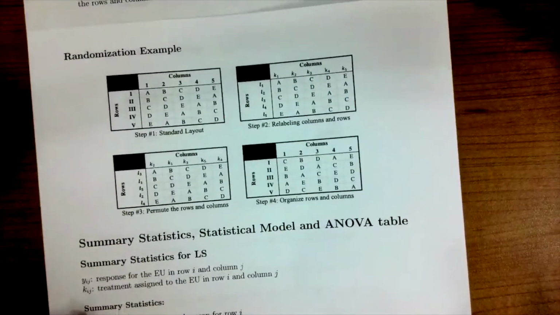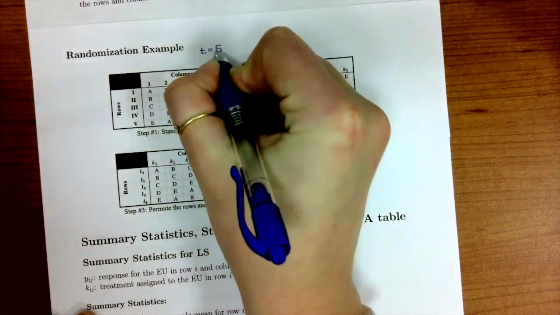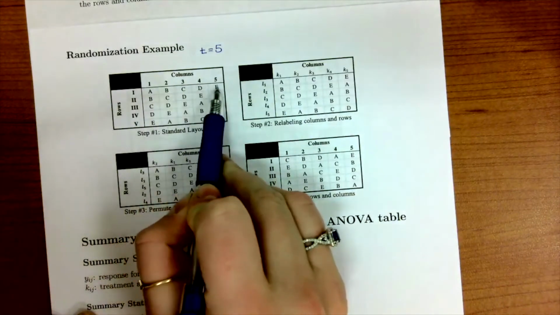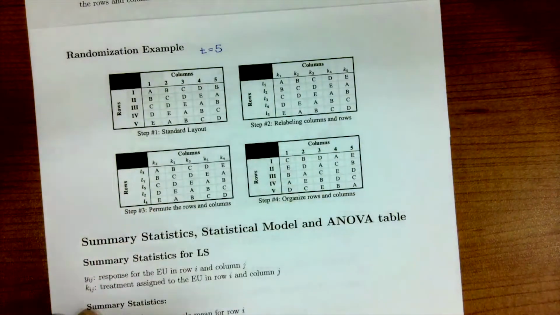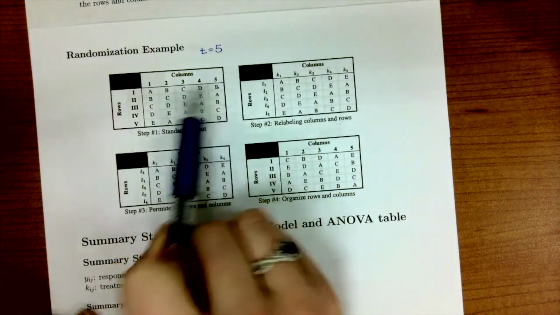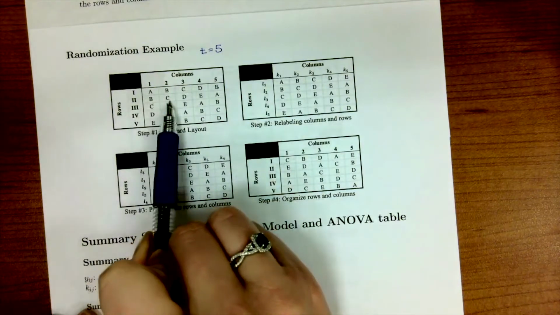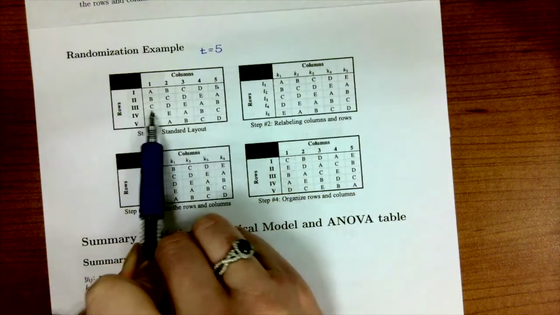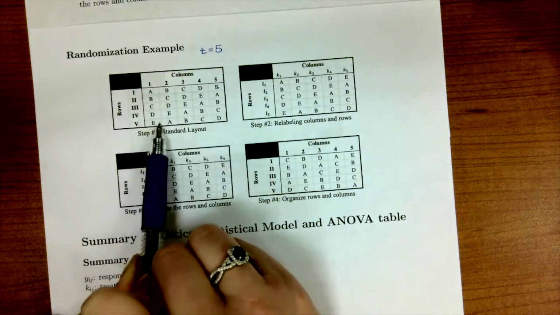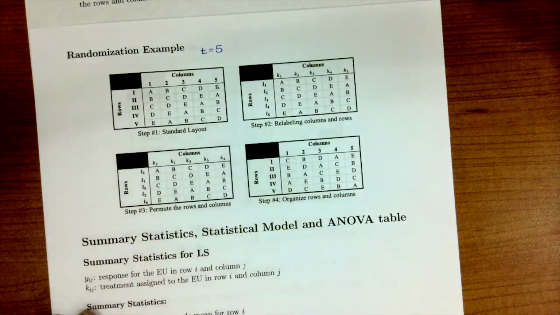Here's an example. In our example, we're going to assume that T is equal to 5. So we have 5 treatments: A, B, C, D, E. Step 1 is to do our standard layout where we just lay out all the treatments: A, B, C, D, E. Then it's almost like we just shift them over. So B, C, D, E, A, shift, C, D, E, A, B, shift, shift, so that our 5th treatment E starts here, and then we go A, B, C, D, E.